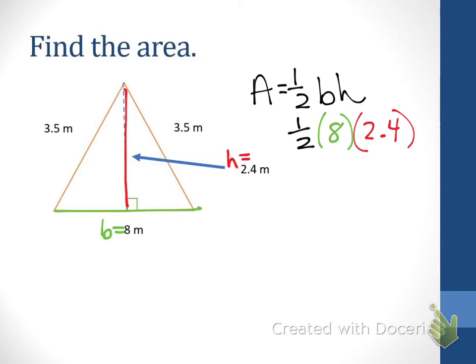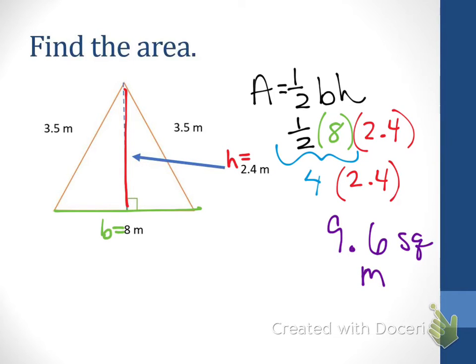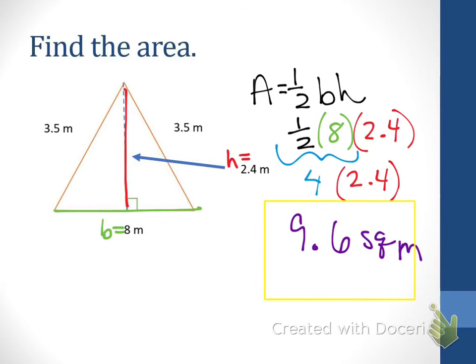Right? So whenever we do this, it does not matter what order you multiply in. I always like to type in the least amount I have to. So I know half of 8 is 4. So what I would type in my calculator is 4 times 2.4, which I believe is 9.6. Okay. And then you would say square meters, or meters squared. I wrote the little m next to it, sorry if that bothers you. There you go. So 9.6 square meters.